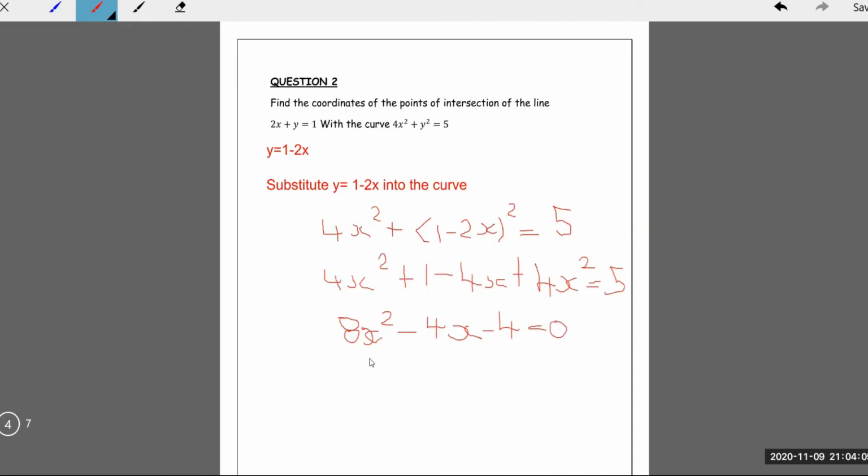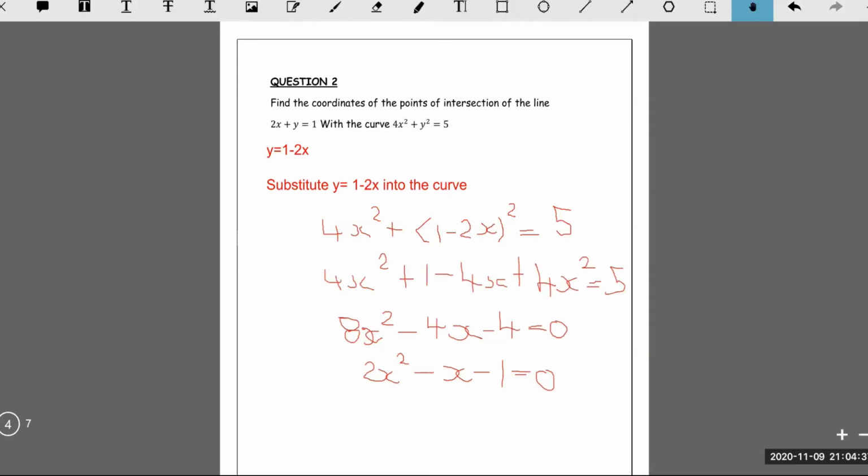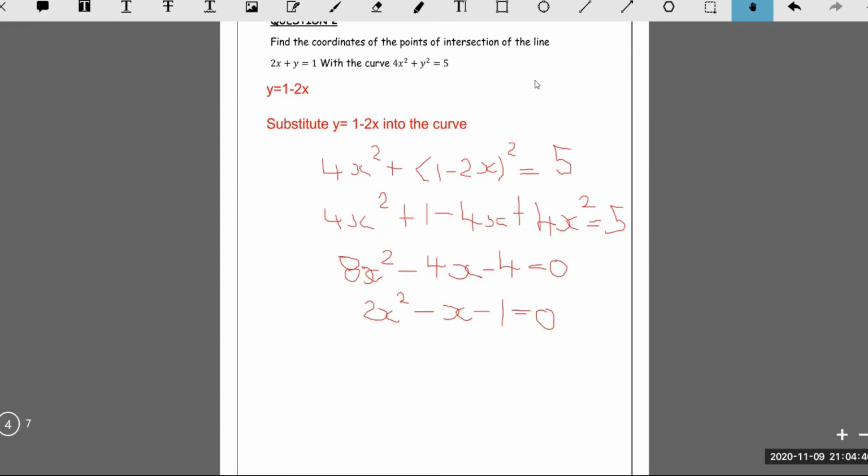Now, after I have this equation, I'm going to divide through by 4 to get 2x squared minus x minus 1. So I have 2x squared minus x minus 1 equal to 0, and I obtain this by dividing through by 4. All we need to do is just solve this quadratic equation. Let's see if it can be factorized. If it can be factorized, we're good. So let's see if we can factorize it.